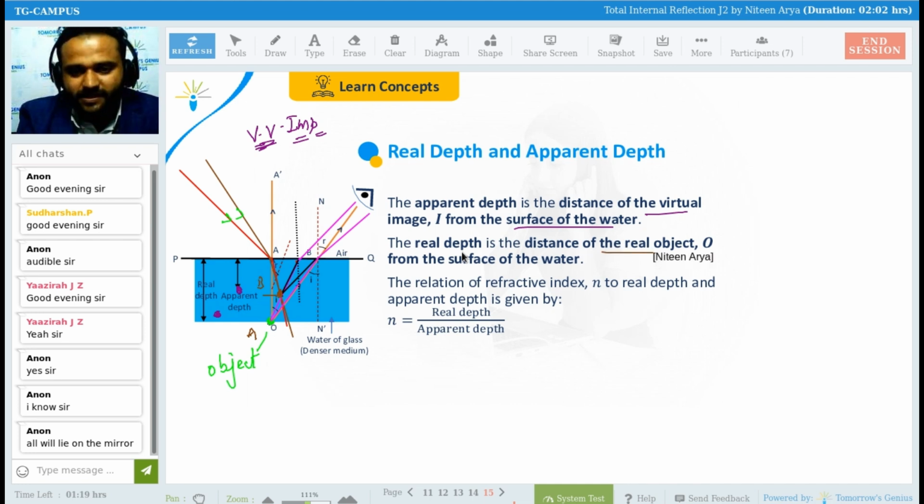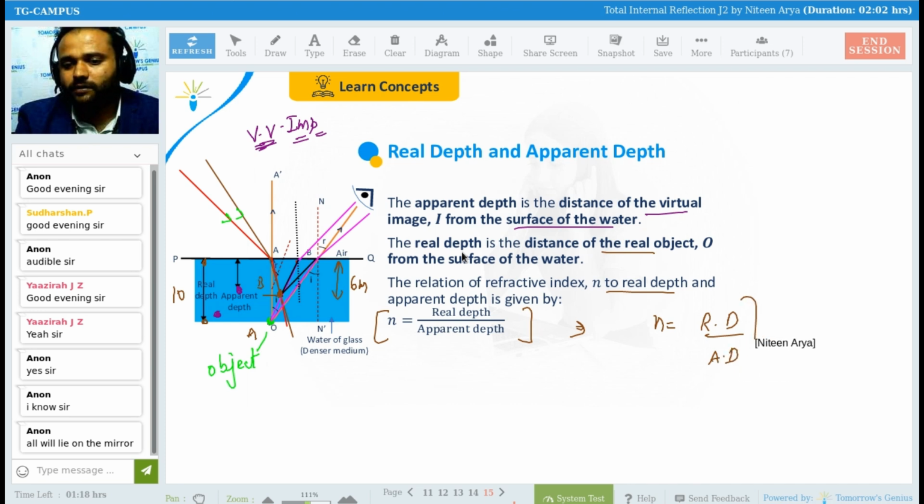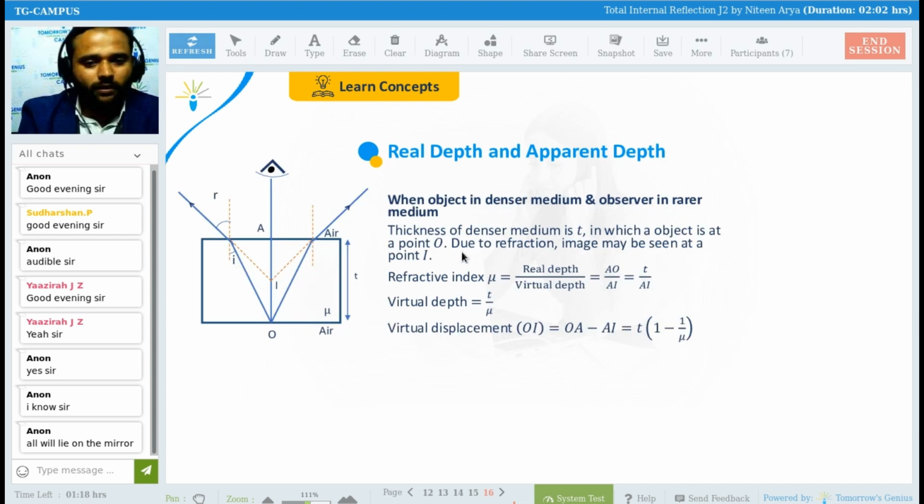So the real height is the distance of the real object O from the surface of the water. From the surface of the water we are talking. So this is the real height. Suppose the real height is 10 meters, but the apparent height we can see is only 6 meters. So the relation of the refractive index n to the real depth and the apparent depth is this: n, which is the refractive index, is nothing but real depth divided by apparent depth. AD is apparent depth. Apparent means which appears, not in actual. And that is how we can find it.